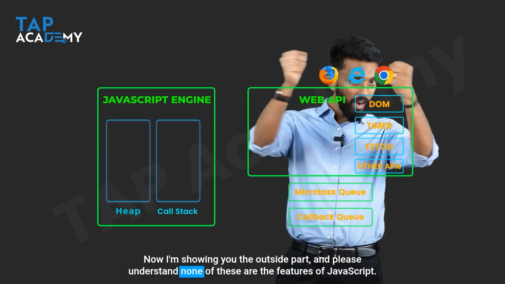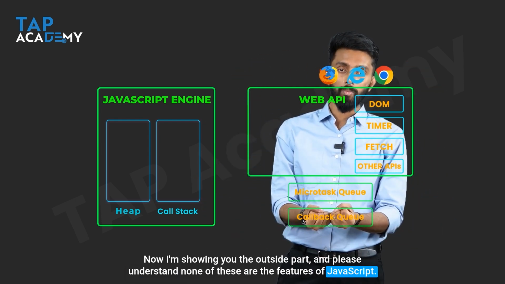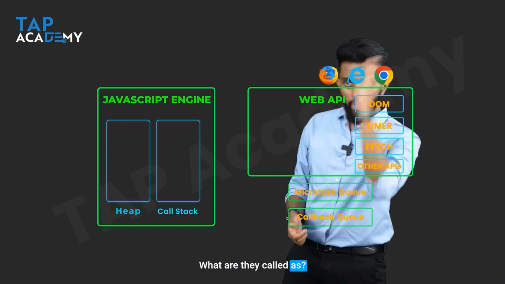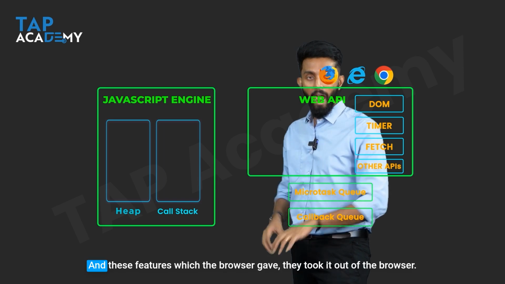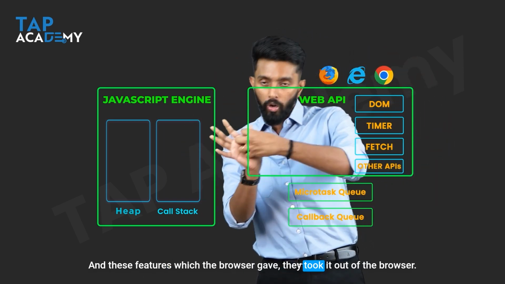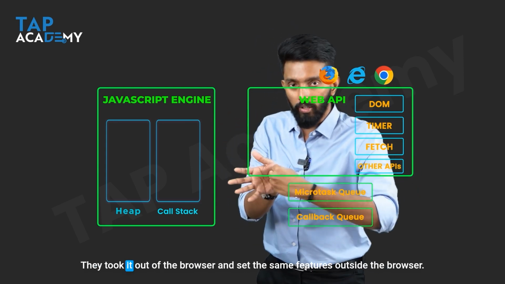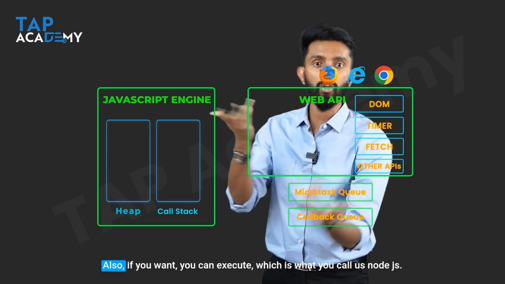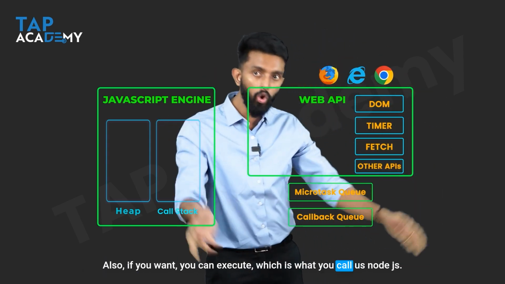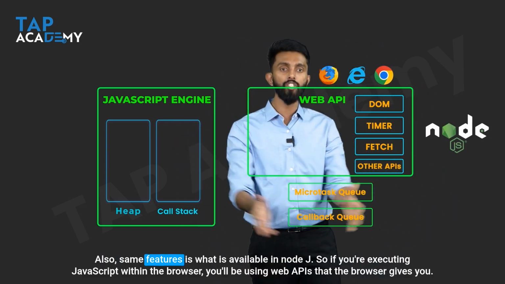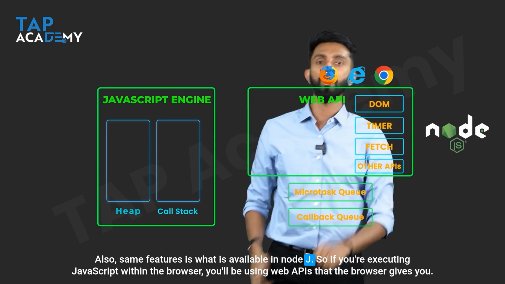And please understand, none of these are the features of JavaScript. Who gave you these features? Browsers. What are they called as? Web APIs. And these features which the browser gave, they took it out of the browser and said the same features outside the browser also, if you want, you can execute, which is what you call as Node.js. This is only Node.js also. Same features is what is available in Node.js.